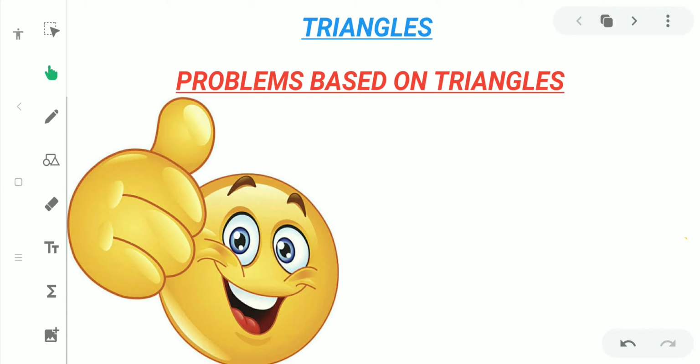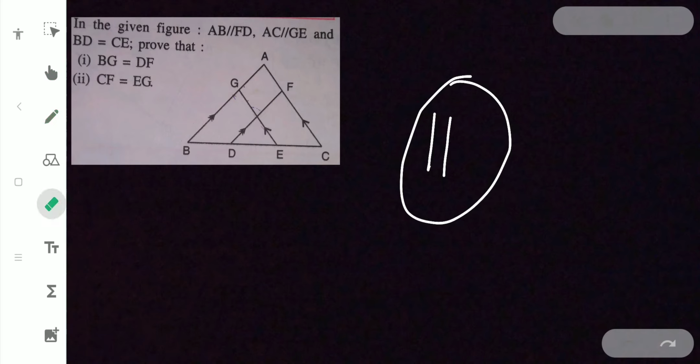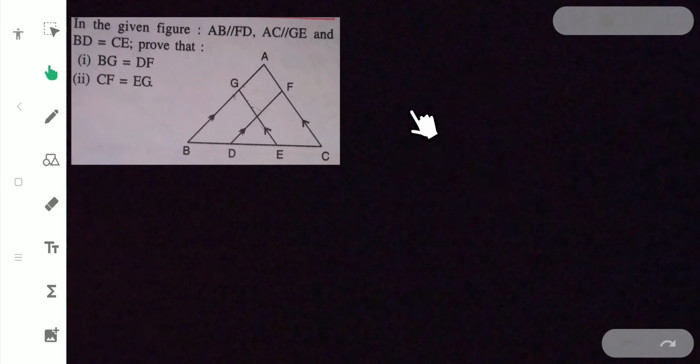Let us go on to the first question. The question is on your screen. Here a figure is given, and it is given that AB is parallel to FD. This is the parallel symbol. We'll represent it with this. So AB is parallel to FD and AC is parallel to GE, and BD is equal to CE. Prove BG is equal to DF and CF is equal to EG.